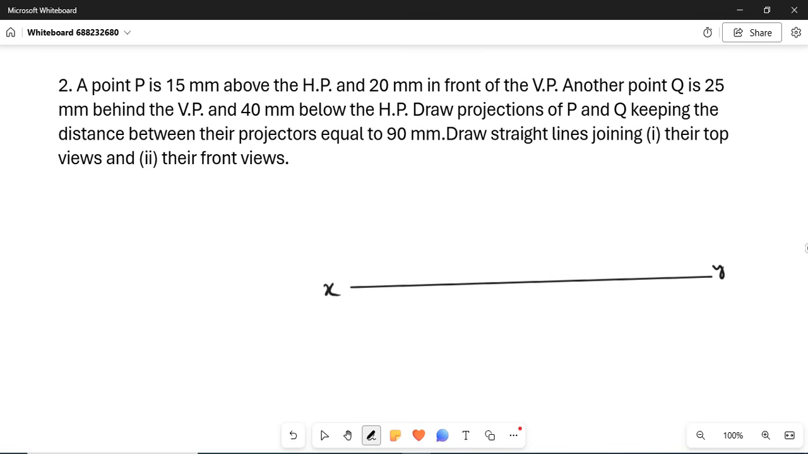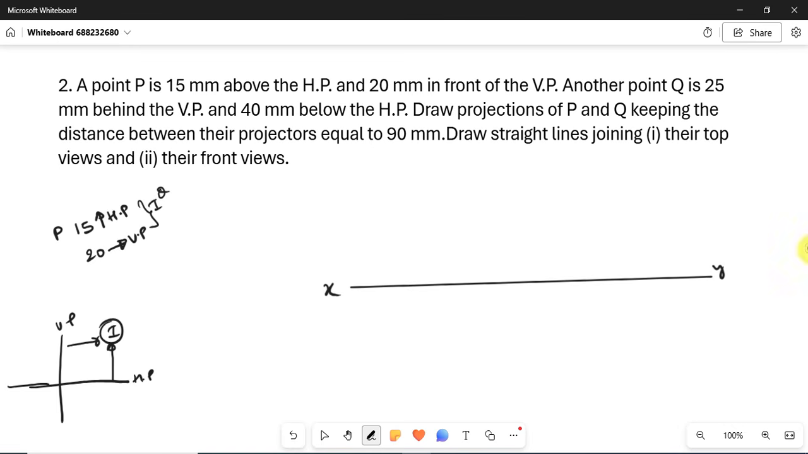In this case the point P is 15 mm above HP and 20 mm in front of VP. So above HP and in front of VP, we know that this is the horizontal plane line and this is the vertical plane line. Above HP and in front of VP means it will be in which quadrant? First quadrant. So now it belongs to the first quadrant. First of all, mark the key point in the first quadrant.